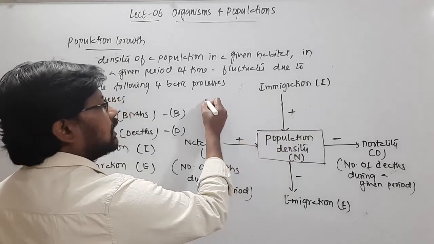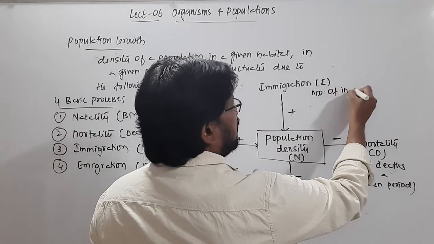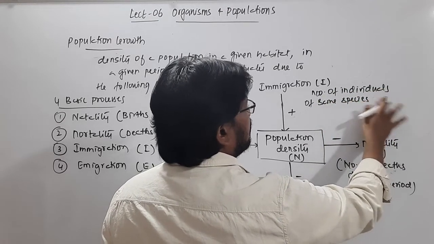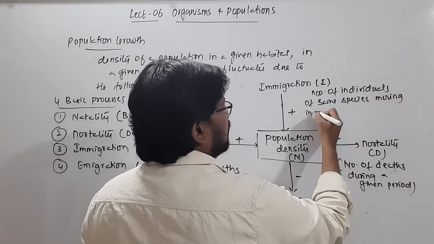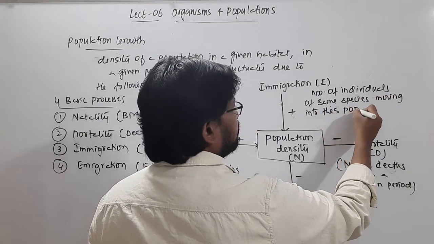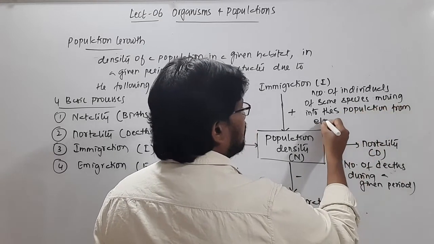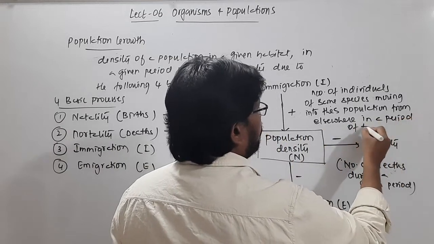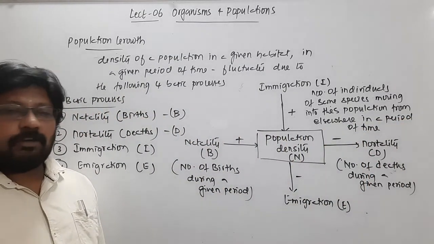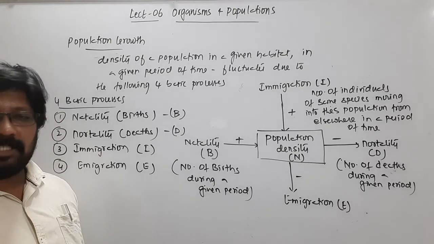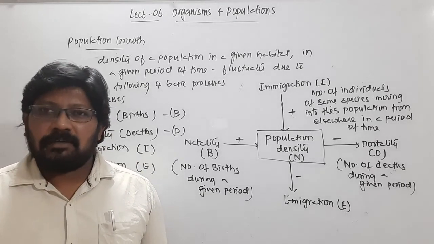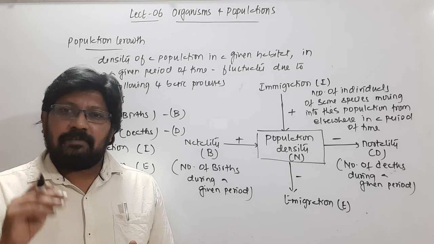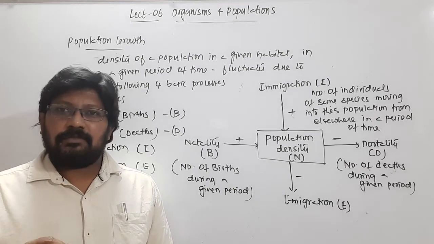And coming to immigration, the immigration indicates the number of individuals of the same species moving into this population from elsewhere in a period of time. You need to consider the same species. I told you already, population means you cannot include individuals belonging to different species together. You cannot call it a population. Whenever you use the word population, it indicates individuals of a particular species only.